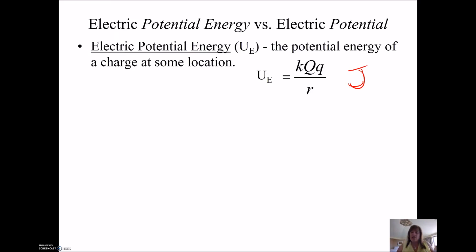And it's an interaction, right? I need two charges present in order for there to be an electric potential energy, just like I need two charges present in order for there to be a force, KQQ over R squared. But sometimes it's better to talk about one charge.